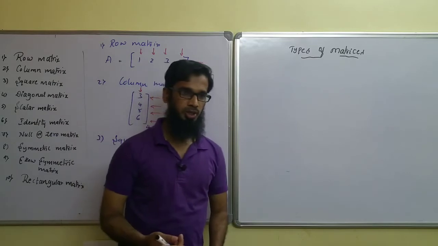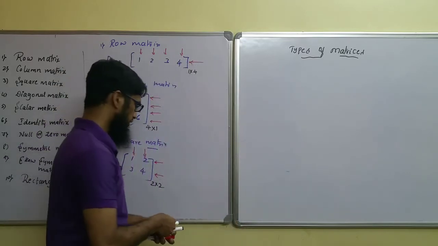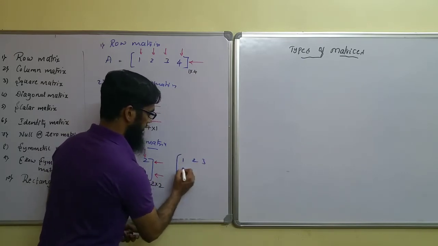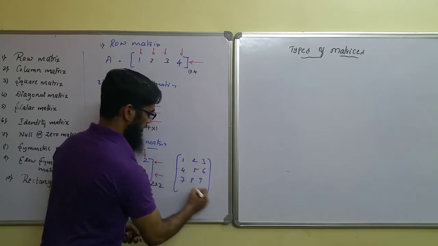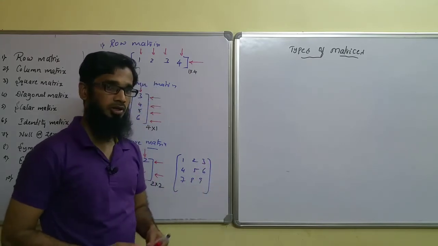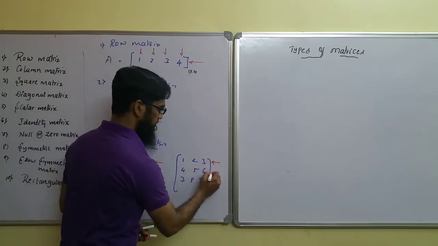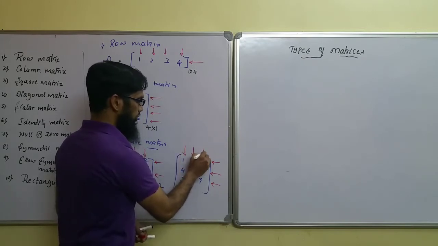Now the 2 cross 2 matrix is called a square matrix. Similarly, if I take a 3 cross 3 matrix, 1, 2, 3, 4, 5, 6, 7, 8, 9, this is a 3 cross 3 matrix. In this matrix also we'll have 3 different rows: this is row 1, row 2 and row 3. Here we have column 1, column 2, column 3.